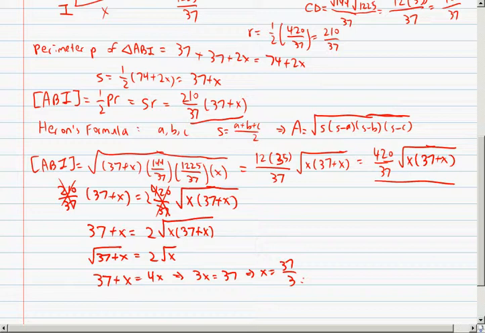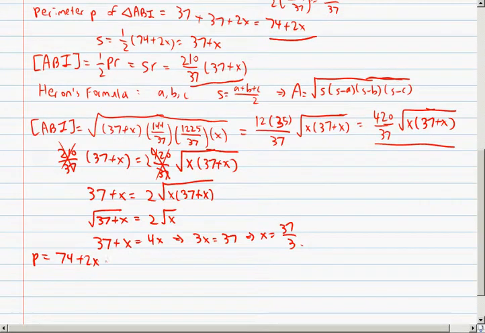Now we can find the perimeter, little p, of ABI, which is simply 74 plus 2x, as we have right here. So plugging in the value of x, we have 74 plus 2 times 37 over 3, which is 74 plus 74 over 3. And adding that together gives us 296 all over 3.